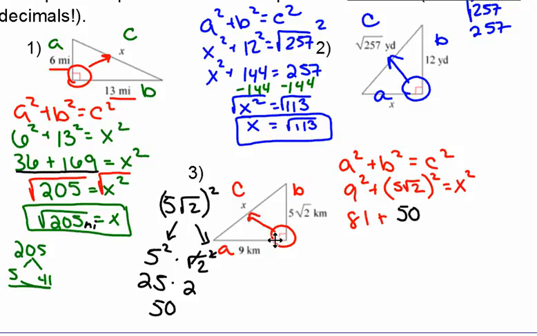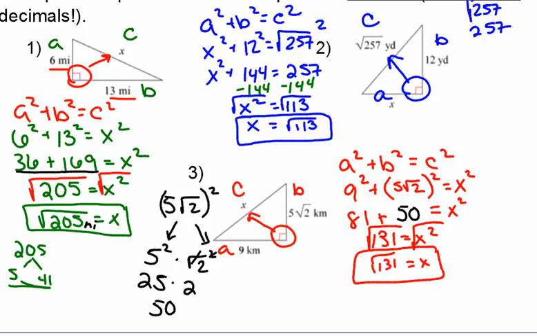So 81 plus 50 is going to equal x squared. So let's just combine those. We get 131 is equal to x squared. We know we need the square root to get x by itself. So x is equal to the square root of 131.